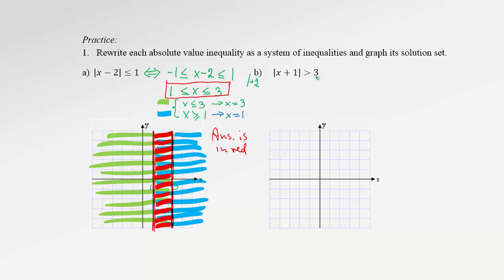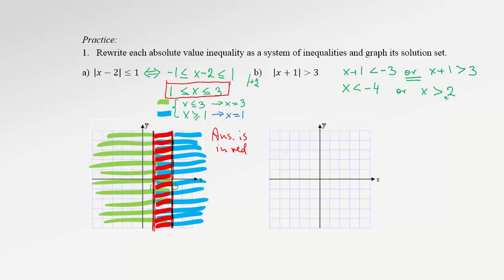One more inequality, this time something in absolute value is larger than 3. That means that this something is either smaller than -3 or, connecting word or, this something is larger than 3. Again, if you don't remember this, check the video on absolute value inequalities. So if we solve those inequalities for x, x would be smaller than -4 or x is larger than 2.